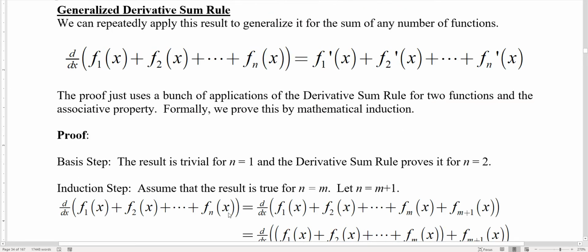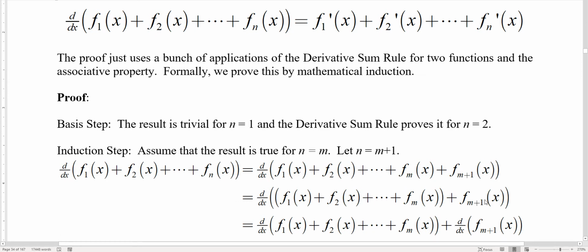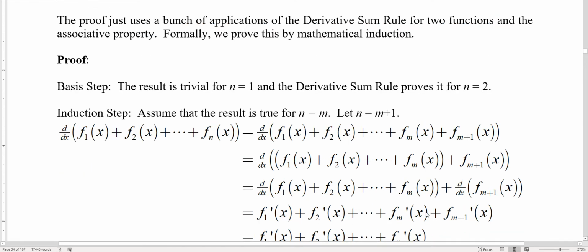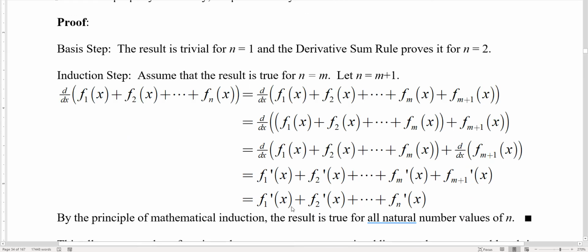So we want to sum up those n functions and take the derivative. Well, that's the sum of m plus 1 functions. Group the first m together, and then you've got the m plus 1. Now you have the derivative of two things. This first one's a big sum, and then the last one. According to the sum rule for derivatives of just two functions, you get the derivative of the first one plus the derivative of the second. According to our induction hypothesis, this first part is the derivative of each part added up together. And of course, that's just the derivative of all n things added together. And so by the principle of mathematical induction, the result is true for all natural number values of n.